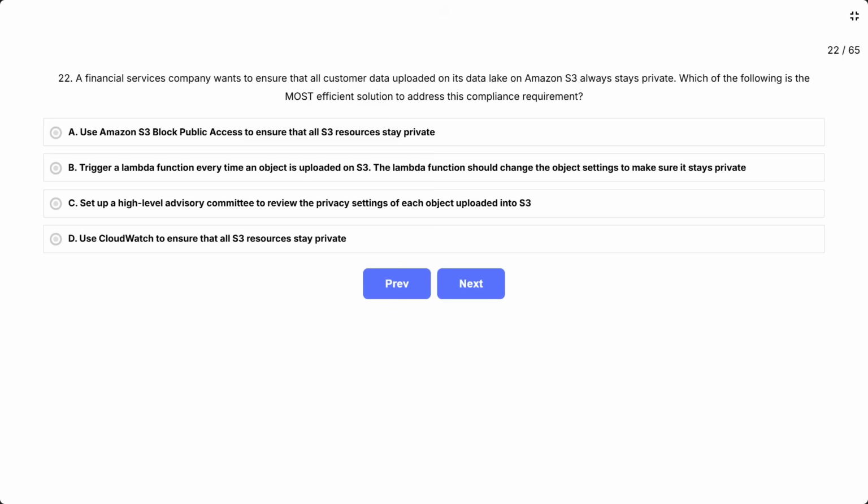The options are A, use Amazon S3 block public access to ensure that all S3 resources stay private. B, trigger a Lambda function every time an object is uploaded on S3. The Lambda function should change the object settings to make sure it stays private. C, set up a high-level advisory committee to review the privacy settings of each object uploaded into S3. D, use CloudWatch to ensure that all S3 resources stay private?